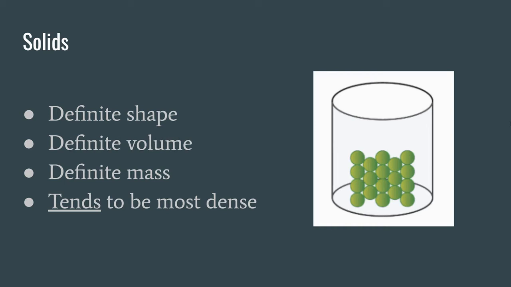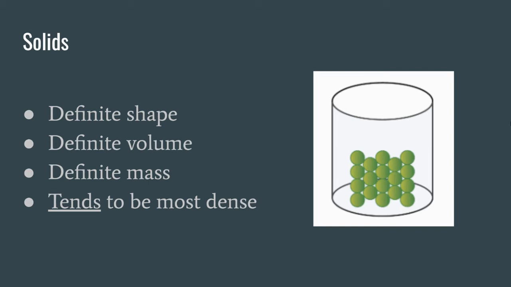It's going to stay a cup unless we do something to it. It's not going to randomly transform into a book, right? It has a definite volume. So if I measure the volume of it today and I measure the volume of it tomorrow, it's going to be the same. That volume isn't changing. Definite mass, same thing. If I measure the mass today, measure the mass tomorrow, it's going to be the same. It has the same number of particles in it as it did before, so the mass is going to be the same. And it tends to be the most dense, okay? Is most of the time the most dense.